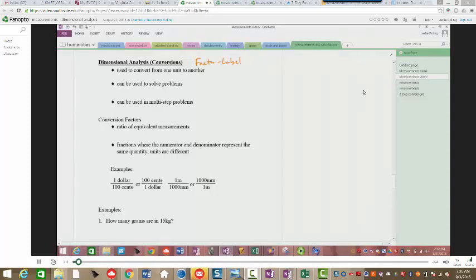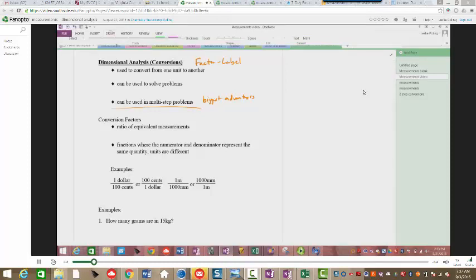Or factor label method is the way we're going to do a large variety of problems, converting from one unit to another. We can do density like this. We can do multi-step problems. And this is probably one of the biggest advantages this method has over other methods to do conversions.